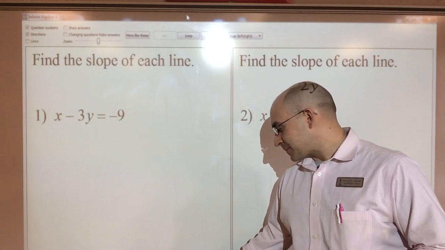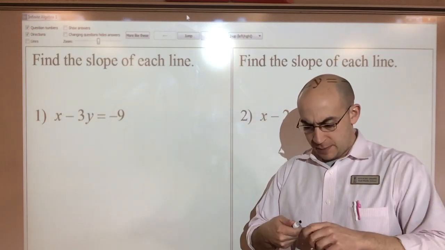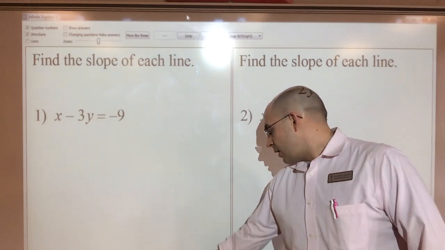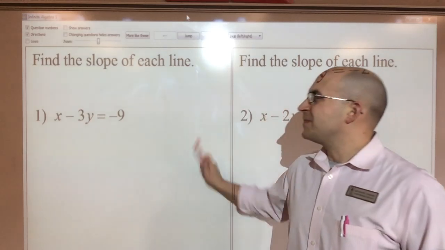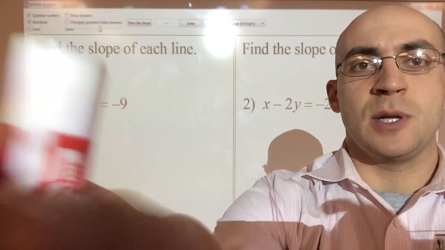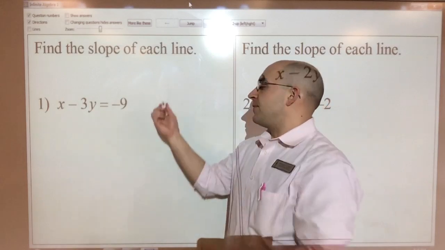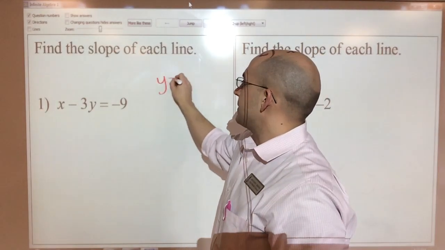All right, so I understand that we have the trip tomorrow for Jay, but I still want to make sure that you are doing these properly. So we're talking about slope and slope-intercept form and the y-intercept. You already know how to find the slope and the y-intercept of something that looks like this.